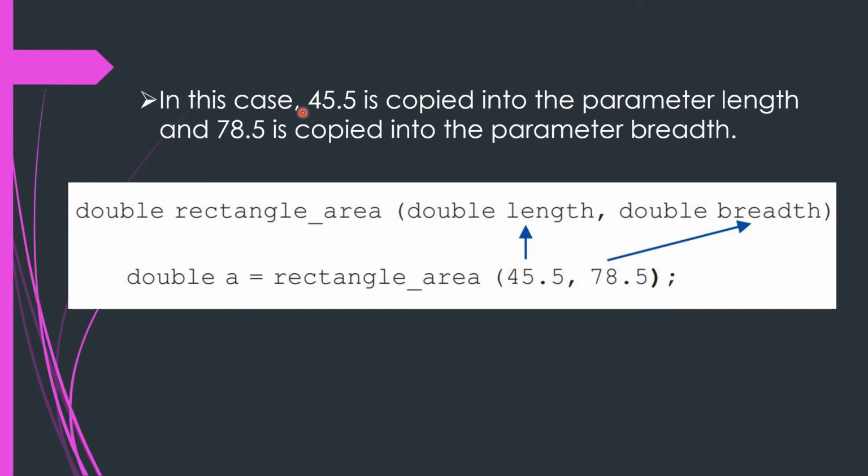Here we have provided 45.5 as length and 78.5 as breadth. As we just discussed, whichever value we provide will be copied into its parameter. So this value is for length, so it will be copied into parameter length. And this value 78.5 is for breadth, so it will be copied into parameter breadth. Whichever value we use will be copied into the same parameter. Here it is explained by the example. You can see these are the values: 45.5 is copied into the parameter length and 78.5 is copied into the parameter breadth.